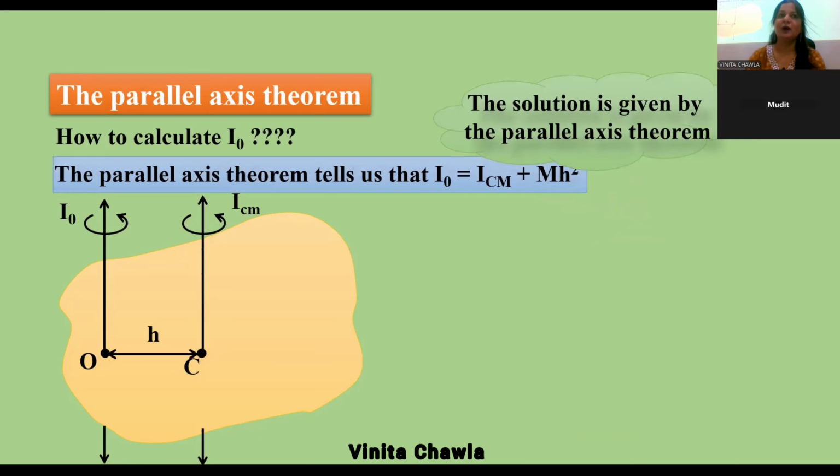I naught is equal to I O is equal to, because it's about O, I CM plus M H square. M is the mass of the system, H square is the square of the distance between the two axes. One axis is passing through the center of mass, और कोई दूसरी जो एक्सिस है वो कोई भी आर्बिट्रेरी आप ले सकते हो, ठीक है, बट एक एक्सिस आपकी सेंटर ऑफ मास से पास करनी चाहिए, ठीक है.